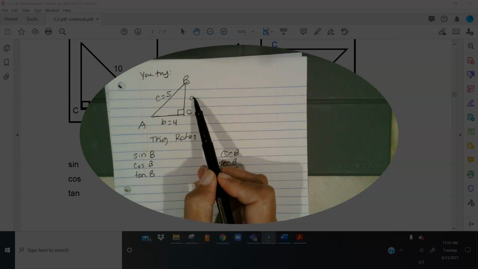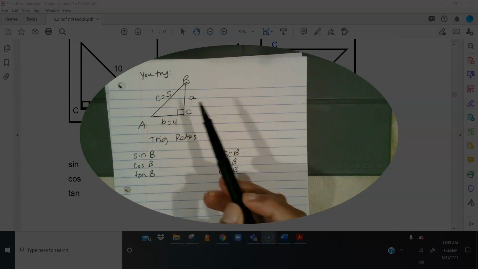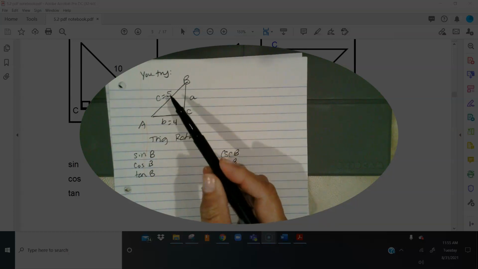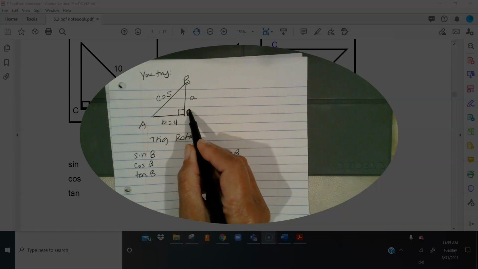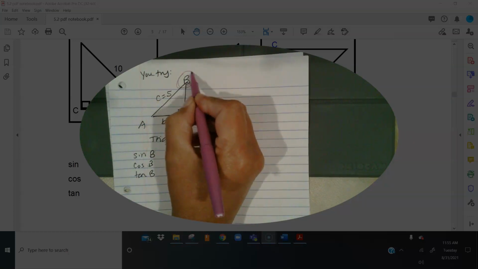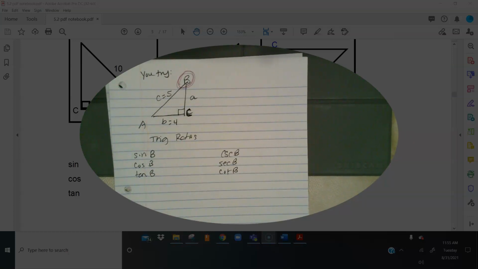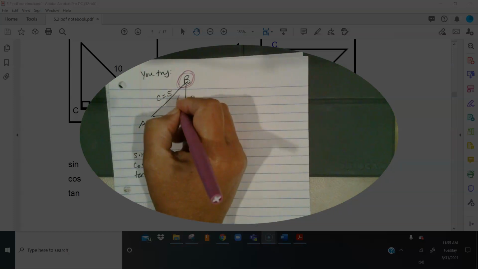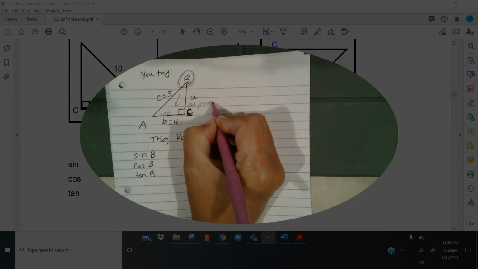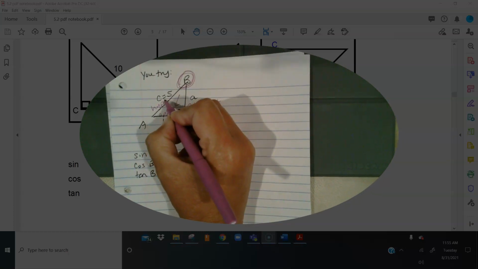I was given side A, side B, and side C. Angle A is opposite side A. Angle B is opposite side B. That means that angle C is opposite side C. In all of these ratios, I've asked you to find sine, cosine, and tangent based on angle B. So let me circle angle B. And everything that I do for this problem will be in reference to B. So this one is the opposite side, this one is the adjacent side, and this one is the hypotenuse.